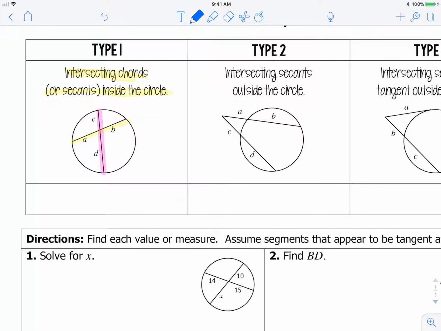So you're going to multiply down each chord. So this is going to be A times B equals C times D. Okay, just multiply them together.